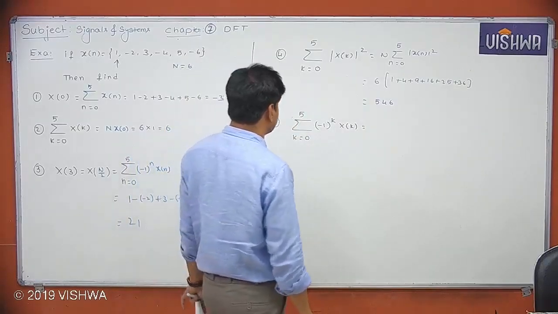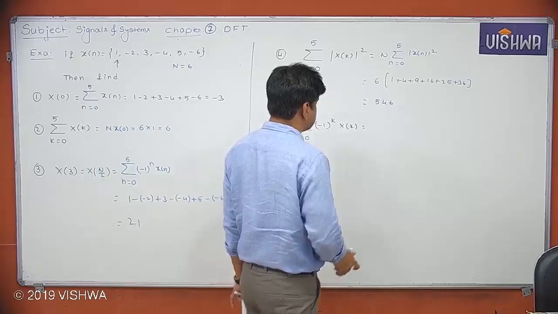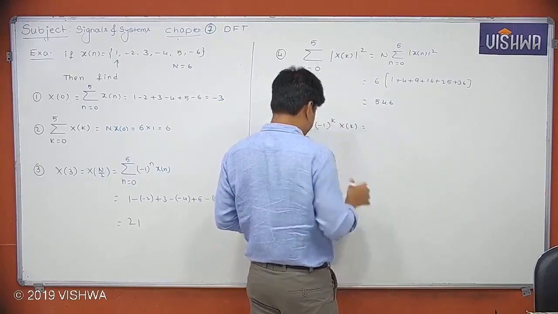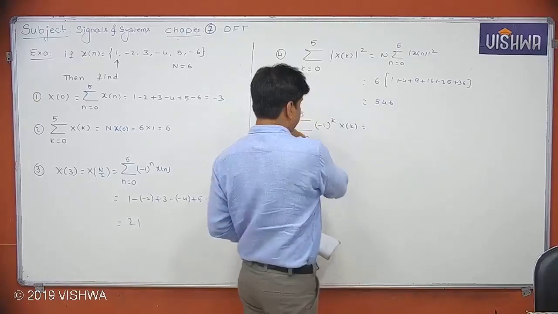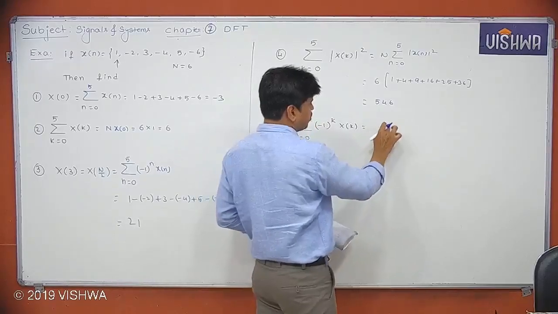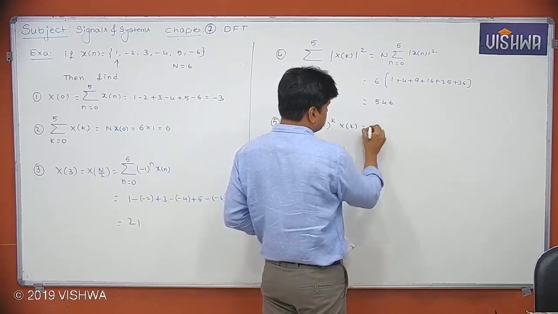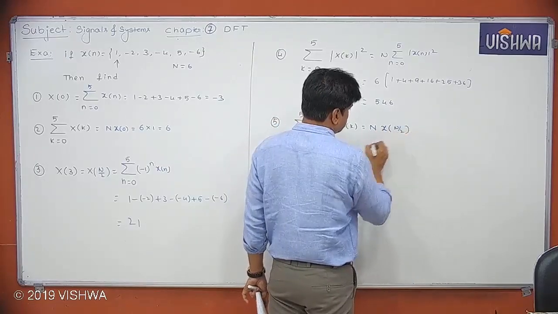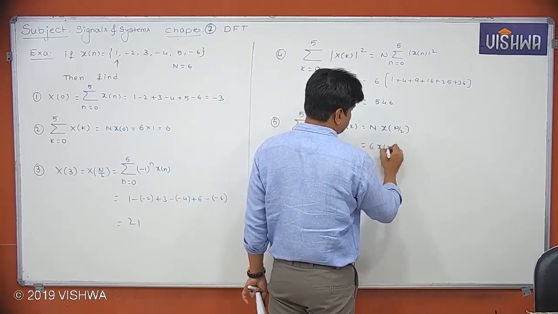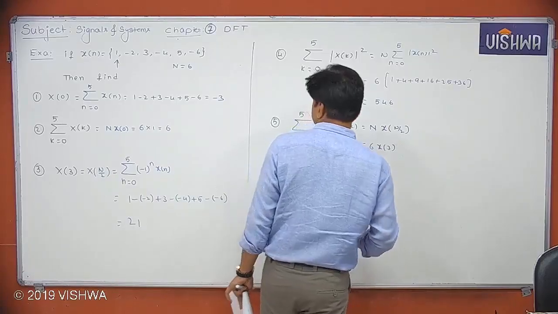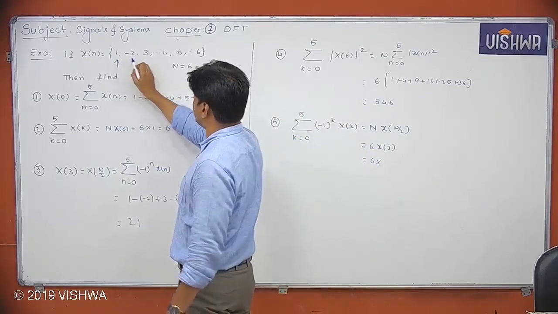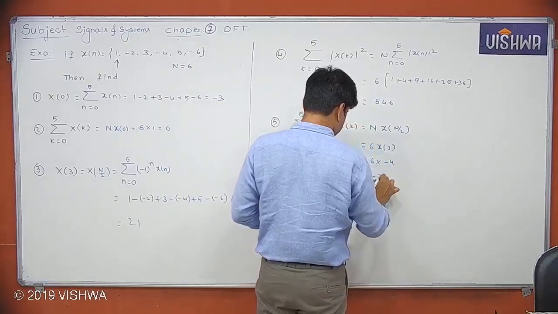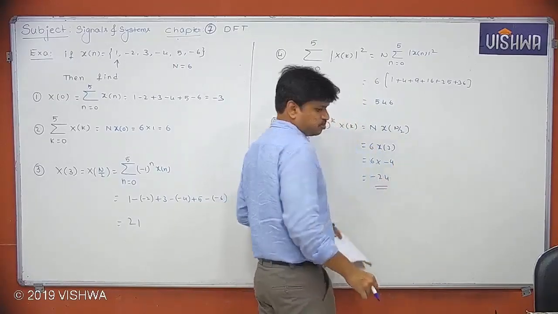Next, this one: summation k equal to 0. I told you this is similar to that: if 1 by N is there, then it is x of N by 2. If N is not there, it is N times small x of N by 2. So that is 6 times X of 3. 6 into, what is X of 3 value? 0, 1, 2, 3, minus 4. So this is minus 24. Clear or not?